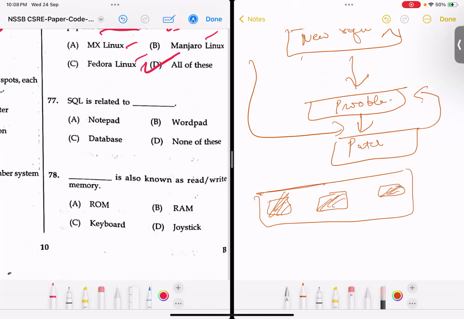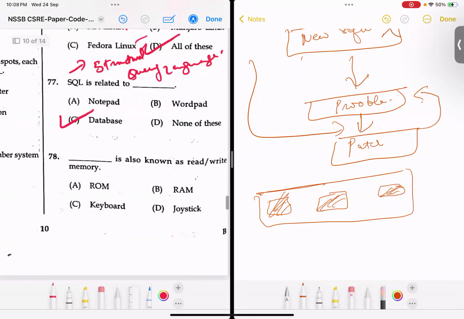Now, SQL is actually related to database. The full form of SQL is structured query language, and this is related to database. Question 78: what is also known as the read/write memory? This is RAM. ROM is read-only memory, and RAM is random access memory, where we can actually read and write.